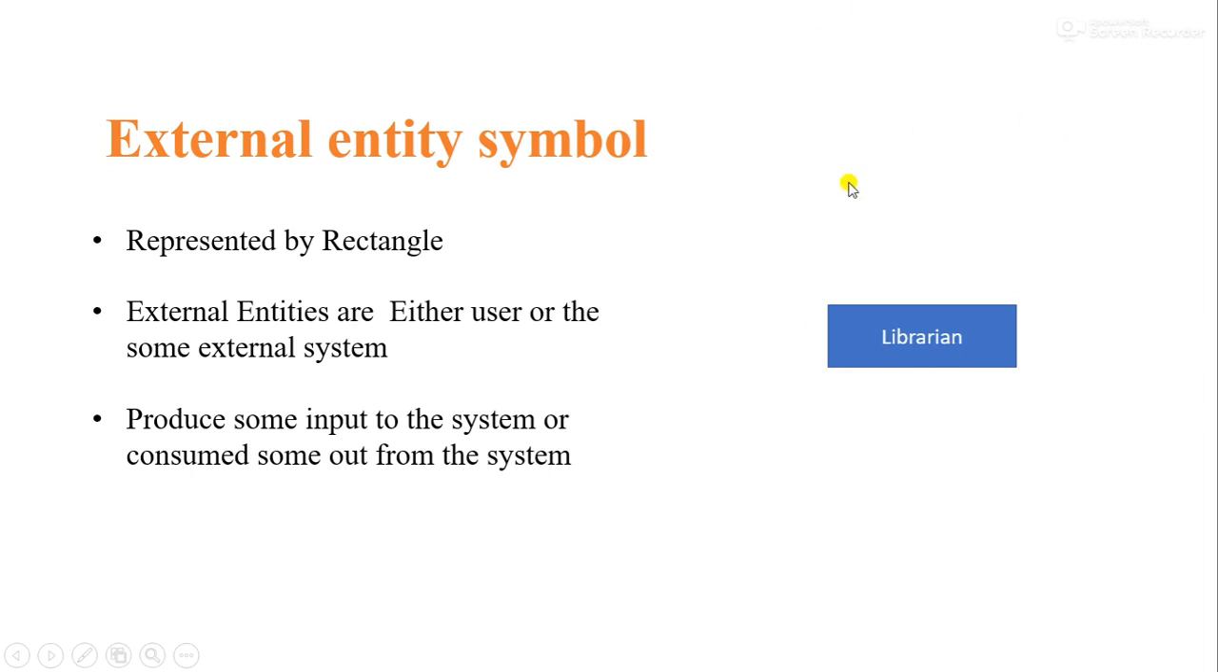Here in this library management system, our external entity is the librarian, and we can represent the librarian as this rectangular box. Inside this rectangular box we need to write the name of that external entity. The external entities are either users or some external software which can use the system. So this is how we can represent the external entity using a rectangular box.